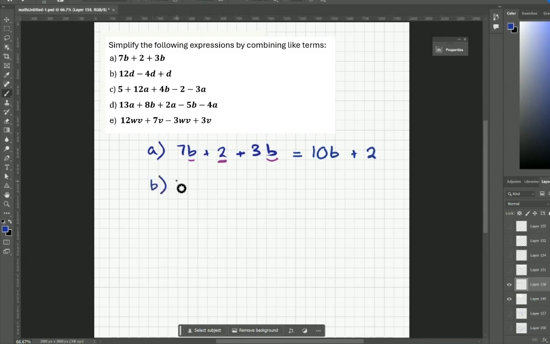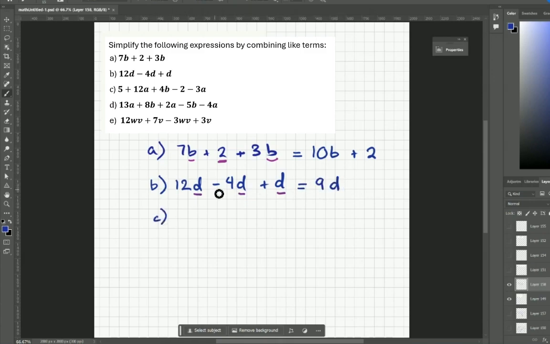Let's look at B. 12d minus 4d plus d. This is a like term, right? They both have the pronumeral d, and this also has the pronumeral d, so all of these are like terms, which means we can do 12 groups of d minus 4 groups of d plus 1. So 12 minus 4 is going to be 8, plus 1 is going to be 9 groups of d.